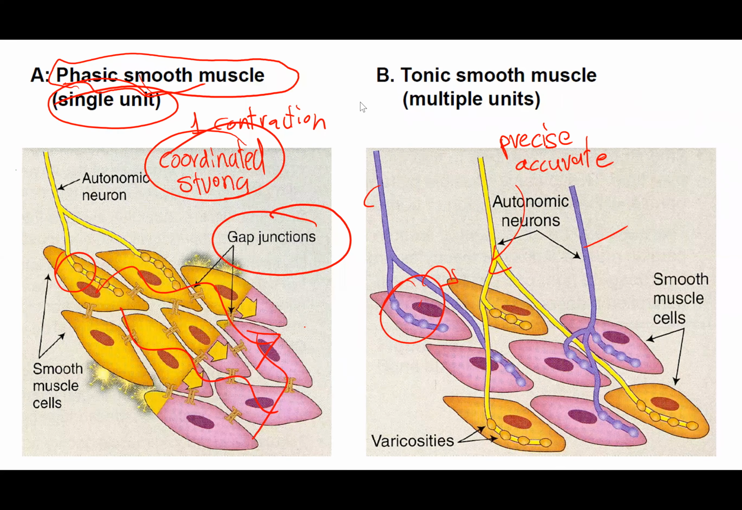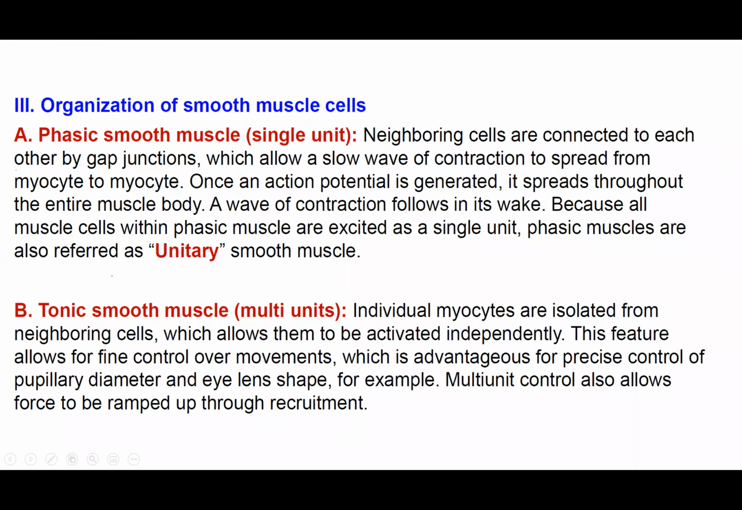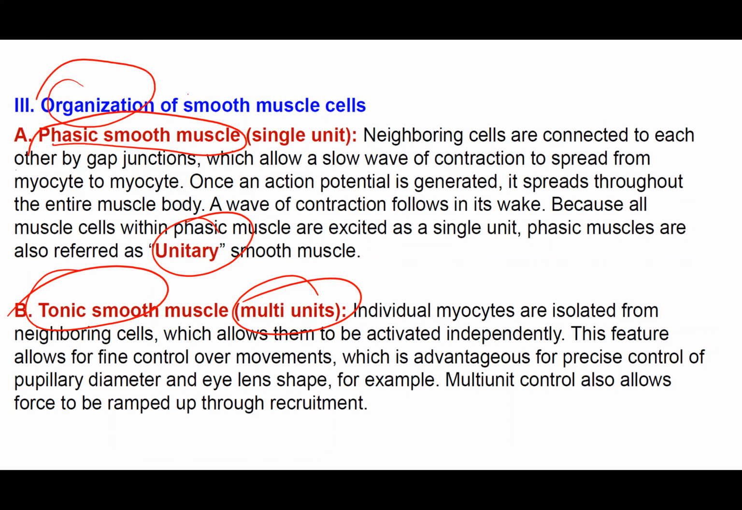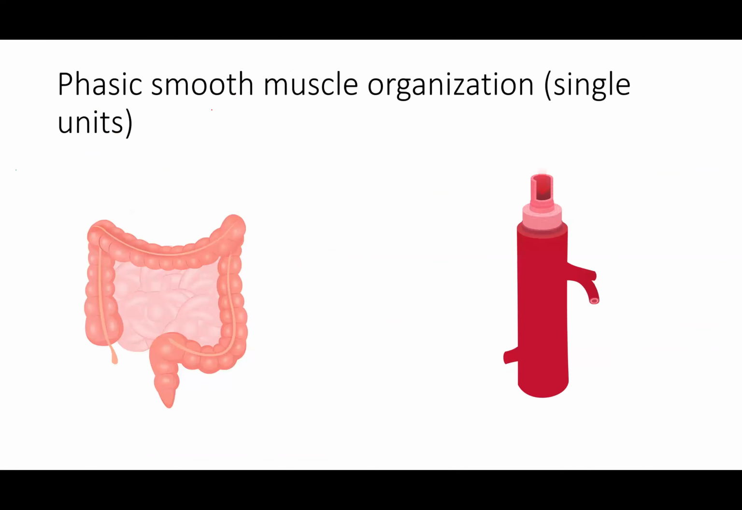Let's see. So again, phasic smooth muscles work as a unit, tonic smooth muscles work as multi-unit. This is different from the phasic and tonic we discussed earlier. This is something entirely different. This is how multiple smooth muscle cells are organized. That's all.